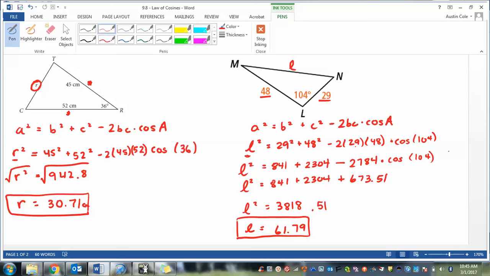So maybe go back, check our work, but it shouldn't matter where you put B and where you put C, as long as it's 29 and 48 in this problem. Yeah.